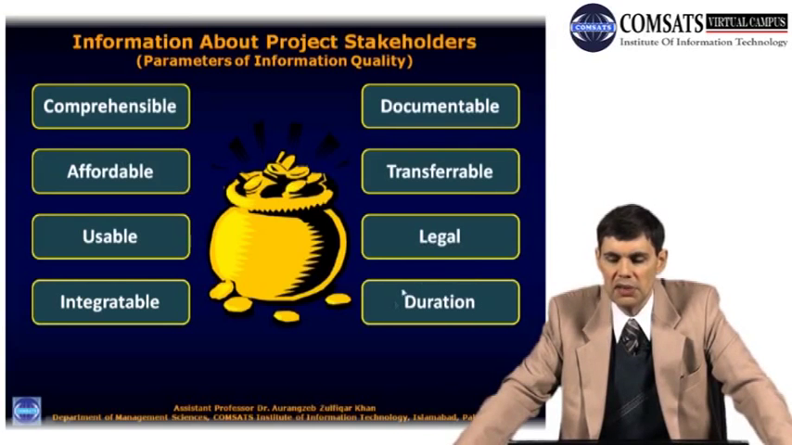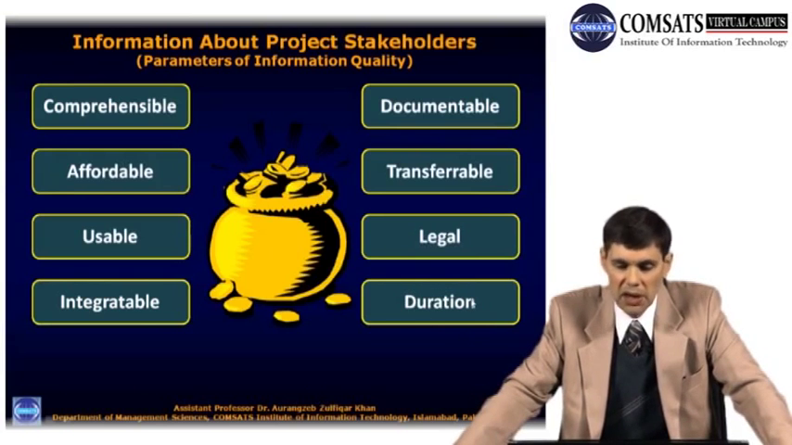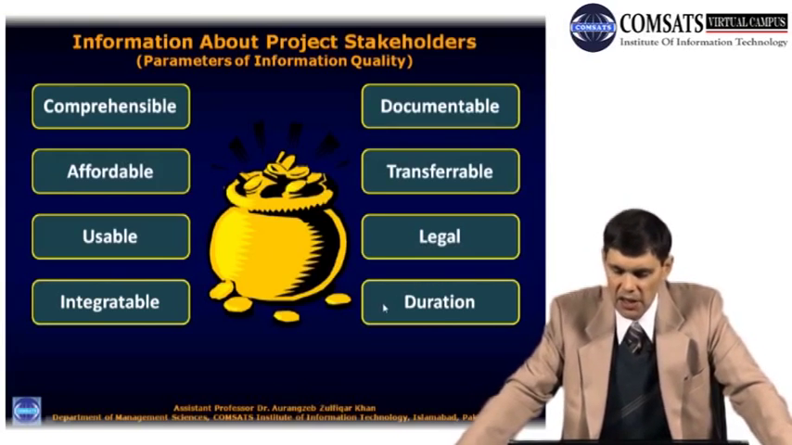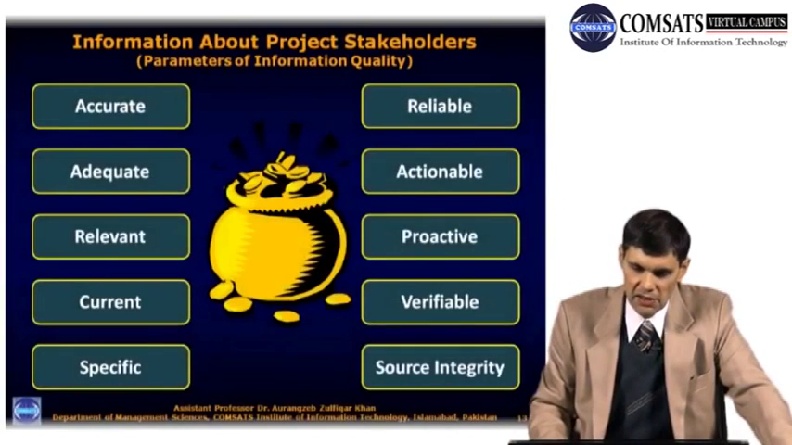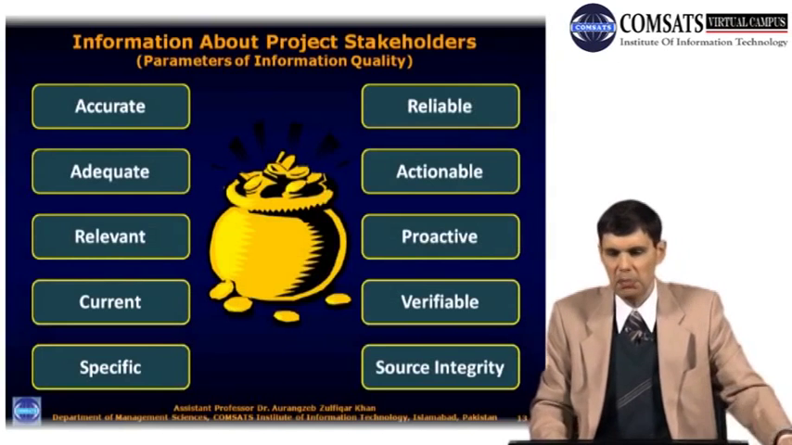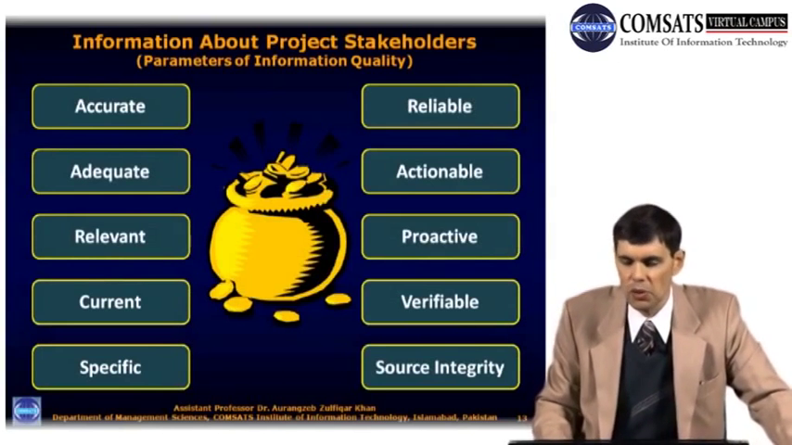You have information that a stakeholder X is going to maybe go and get a stay order from the court, and then you want to know, well, for how long is this stakeholder going to actually think about getting a stay order? What is going to be the duration? So things like that. So you can see that there are a large number of parameters of information quality.